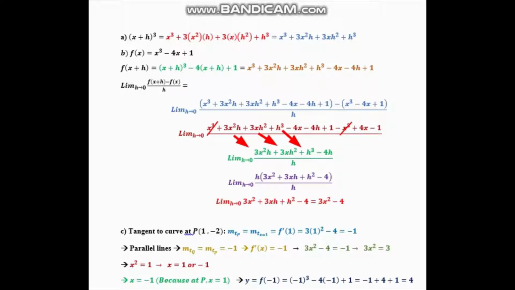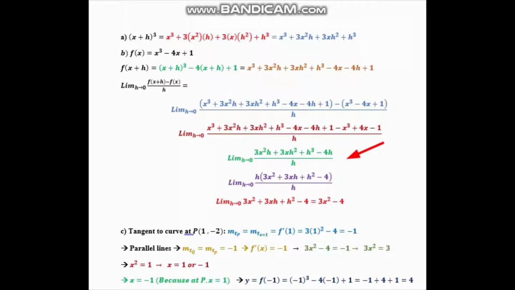Negative 4x cancels out with the positive 4x, and the 1 cancels out with the negative 1. As for the negative 4h, it goes down there as it is. So after simplifying, we get this green expression right there.